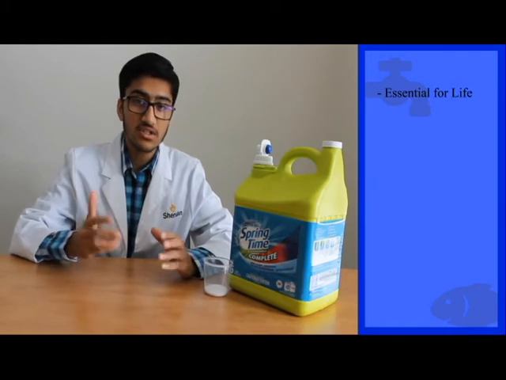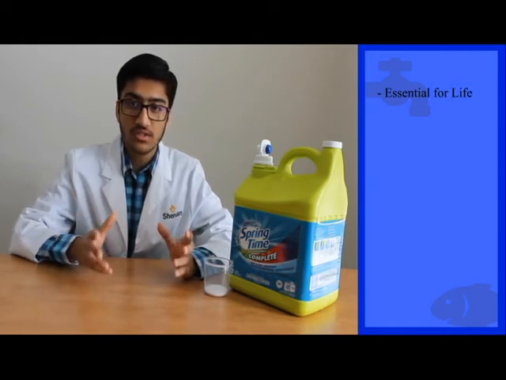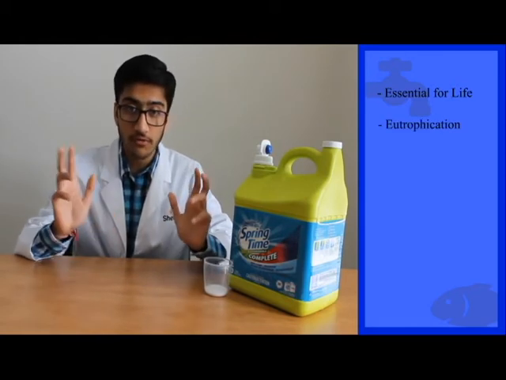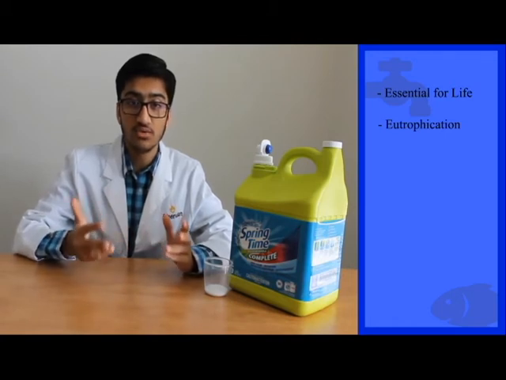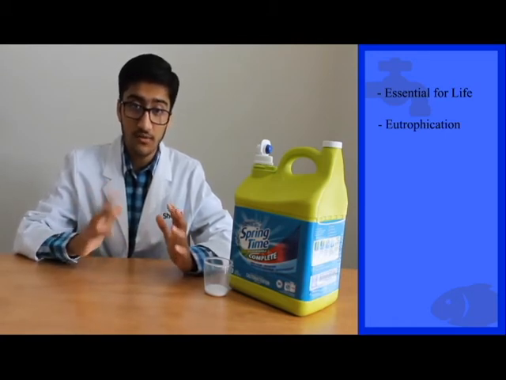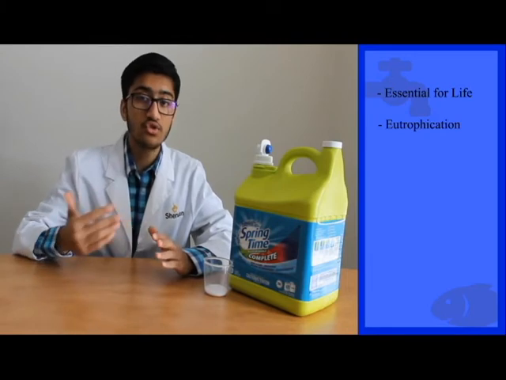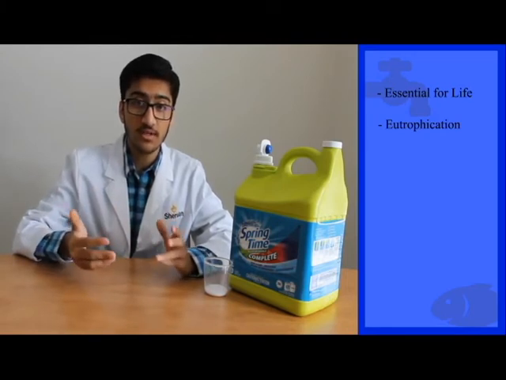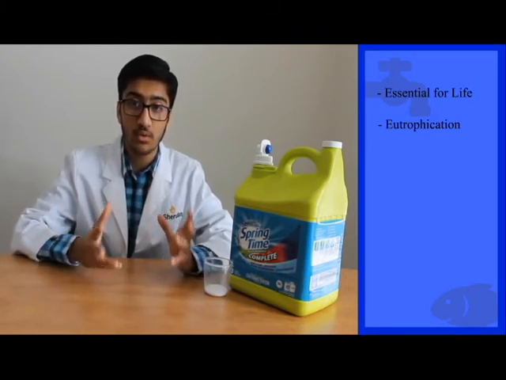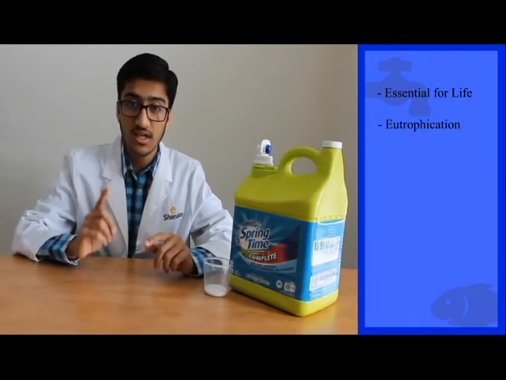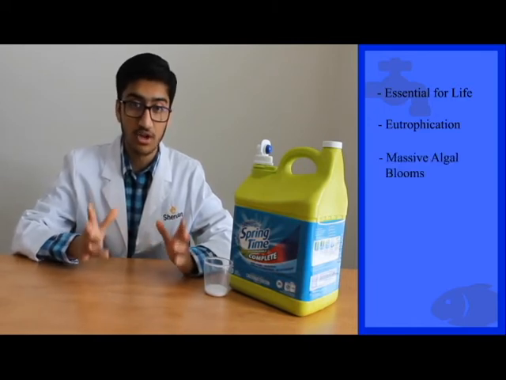When phosphates leach into natural bodies of water, they start a process called eutrophication, which is over-fertilization, or the presence of too many nutrients. As I said before, phosphates are essential for life, so when too many phosphates are released into the environment, they cause rapid growth among small organisms. In most cases, this takes place as massive algal blooms.